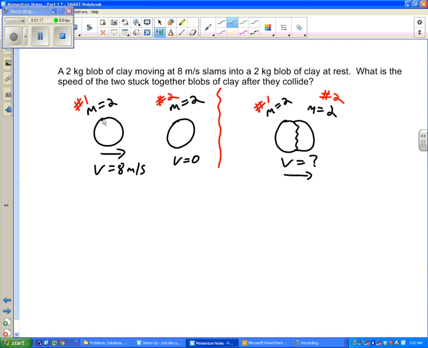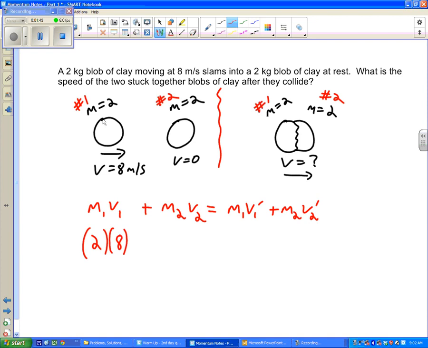And I am going to write down my equation. m1v1 plus m2v2 equals m1v1 prime plus m2v2 prime. All right. Now what I'm basically going to do is take the information from my first blob, number 1, before the collision, and plug it in. So I can see that it has a mass of 2. It is moving at 8 meters per second before the collision.